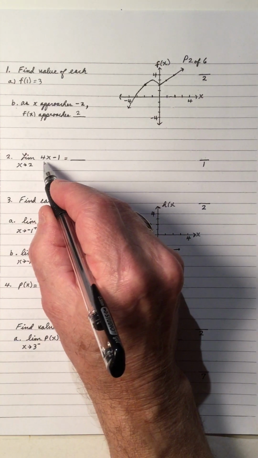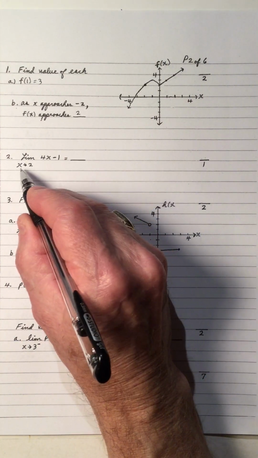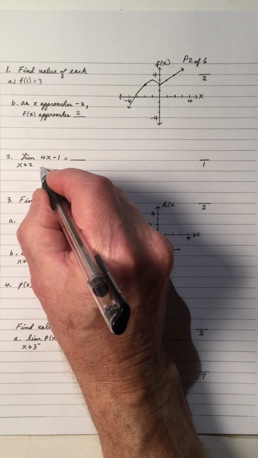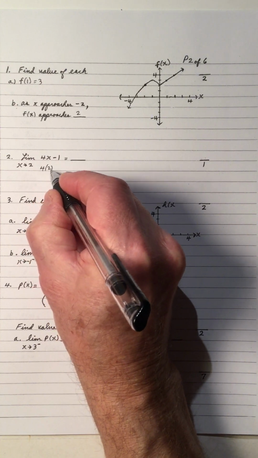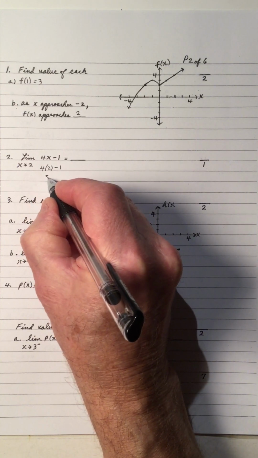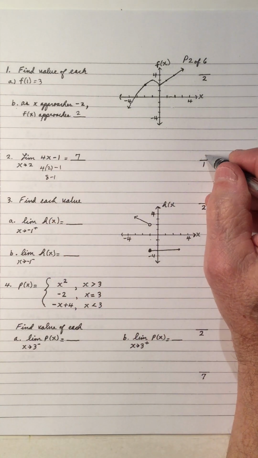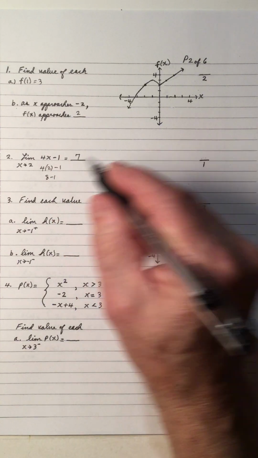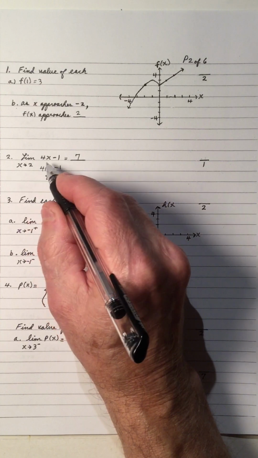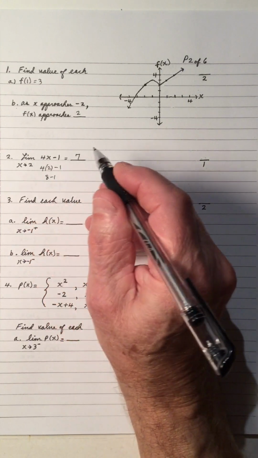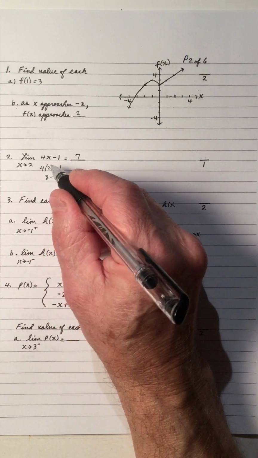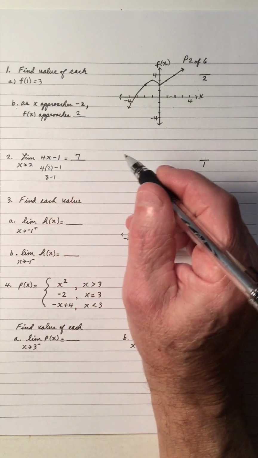The limit of 4x minus 1 as x approaches 2. So as x approaches 2, we sub it in. We get 8 minus 1, we get a 7. If you get a 7, give yourself a mark. There's no restrictions at 2, no vertical asymptotes, etc. So we don't have to worry, just sub it in.